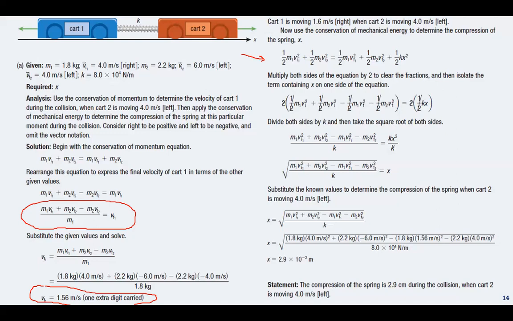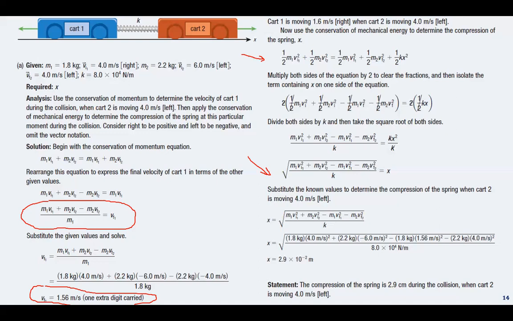Then multiply both sides of the equation by 2 to clear the fractions, and then isolate the term containing x on one side of the equation. And then divide both sides by k, and then take the square root of both sides. Then we have the formula to calculate the compression of the spring, x. So x simply equals the square root of m1 vi1 squared plus m2 vi2 squared minus m1 vf1 squared minus m2 vf2 squared, over k.